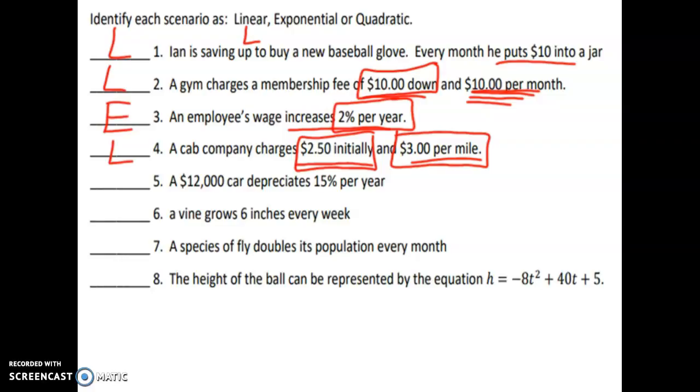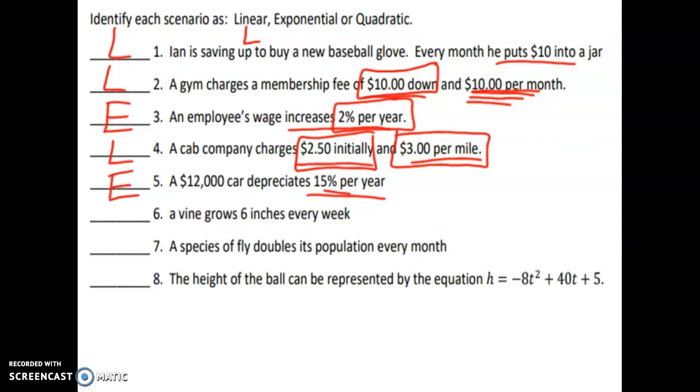A car at $12,000 that depreciates 15% per year. They'll always say it, car is your worst investment, right? Because you'll never get out of it the money that you put into it, what you paid for it. So this is rapidly decreasing. It's a percentage, so it's an exponential function.